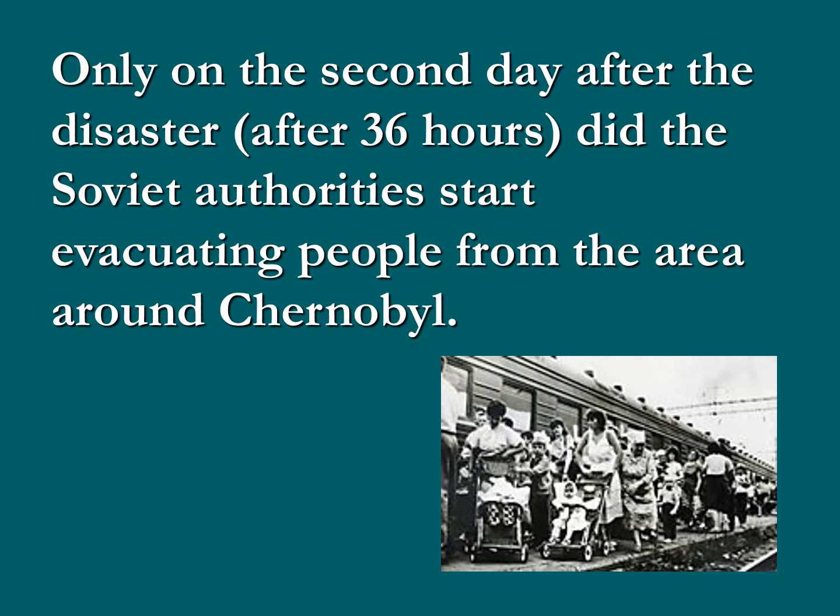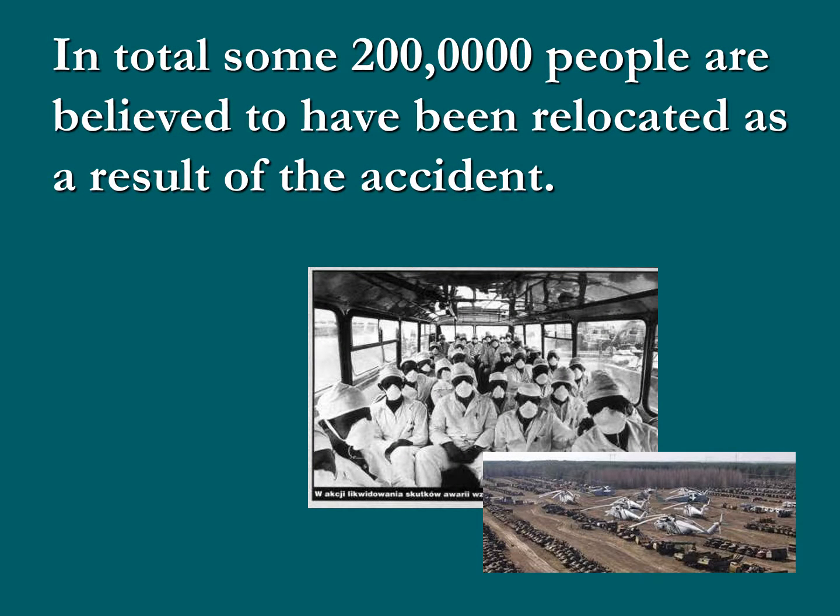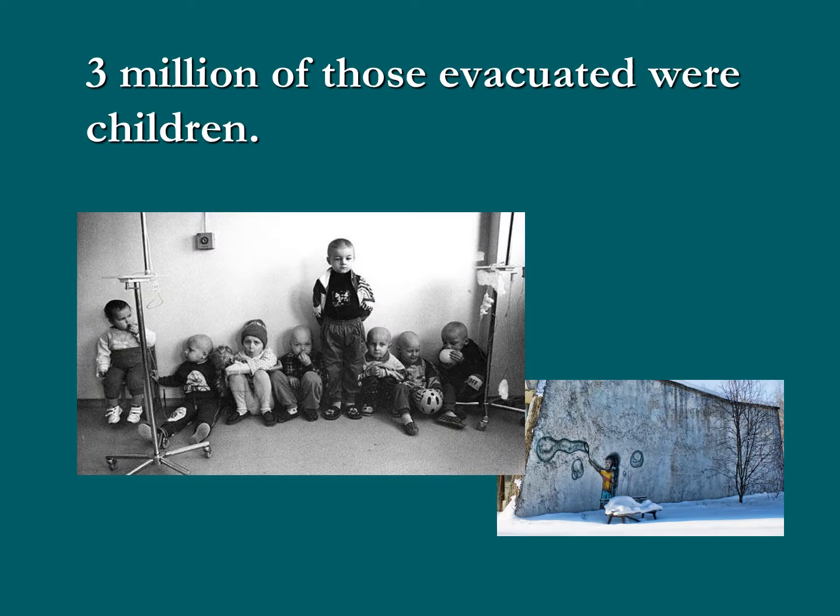The Soviet government did not want the people to know what had just happened because of the embarrassment or because they did not want to create a mass panic. In total, some 200,000 people are believed to have been relocated as a result of the accident. So, over 200,000 people were moved out of the area and sent to live somewhere else because of the Chernobyl disaster. 3 million of those evacuated were children.